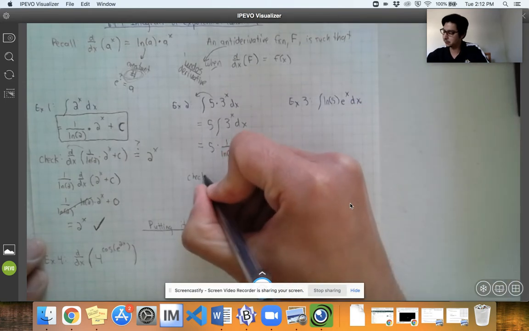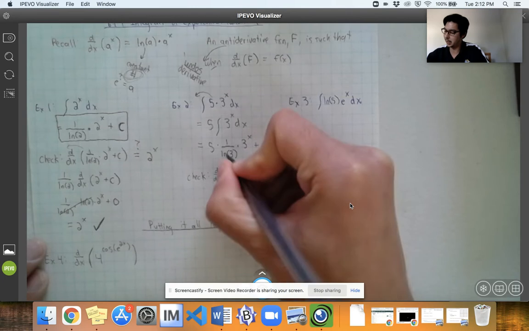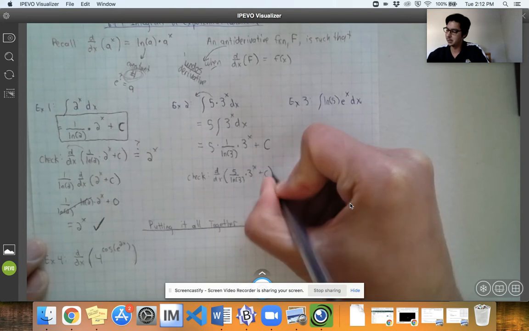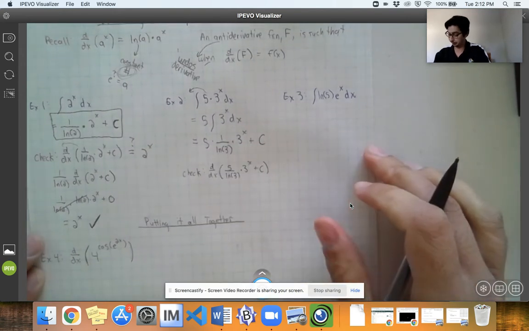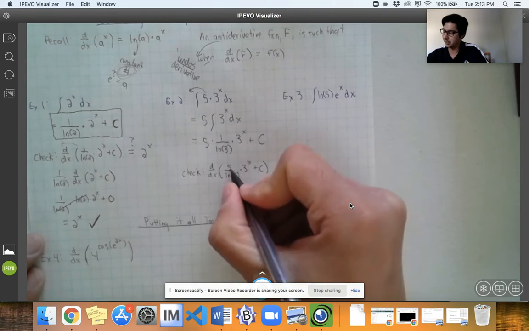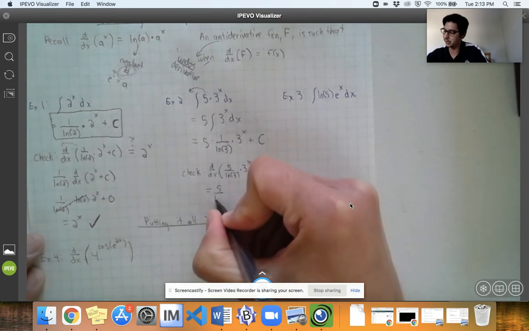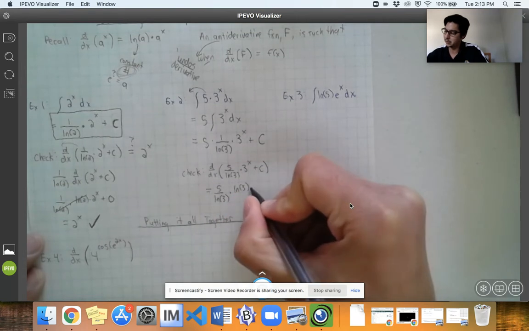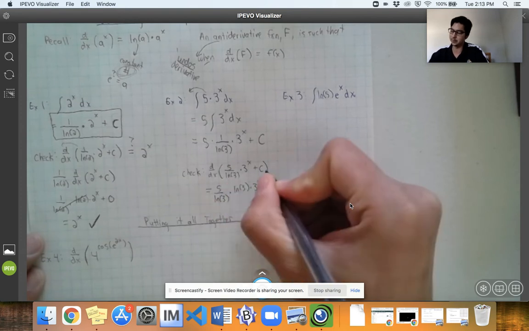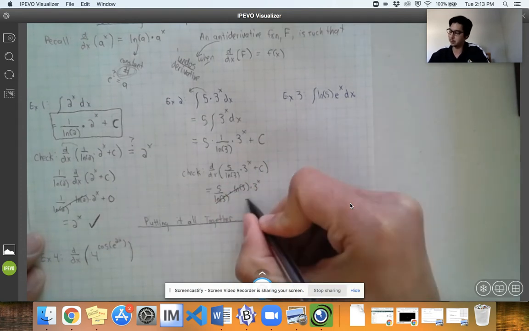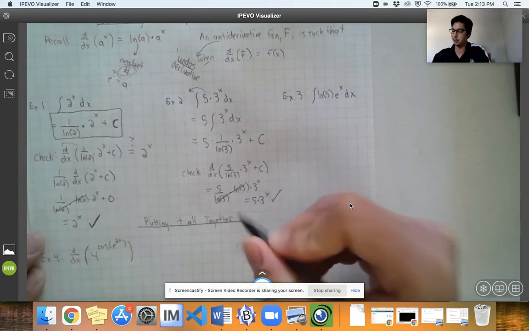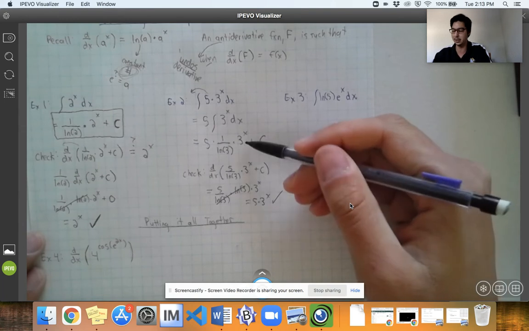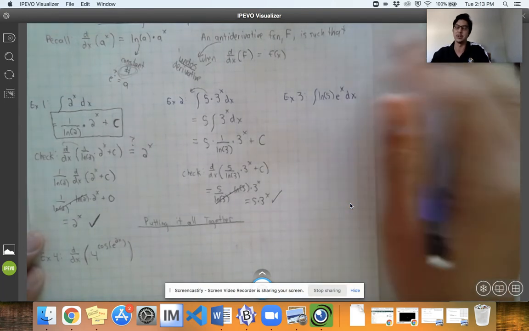Let's check this. Is the derivative of, and I'm going to combine these two and just write as 5 over natural log of 3 times 3 to the x, going to equal our original function? If we check the derivative here, that is just a constant, won't affect it, so that just stays where it's at, times the derivative of 3 to the x, which is natural log of 3 times 3 to the x, and then the derivative of c is 0. These will cancel out, so we're left with 5 times 3 to the x, which, voila, is the original function. So the derivative of the antiderivative that we think is the answer is the original function itself.